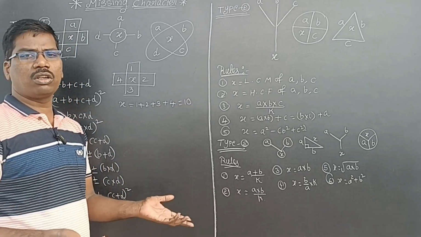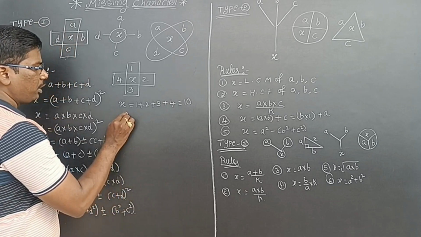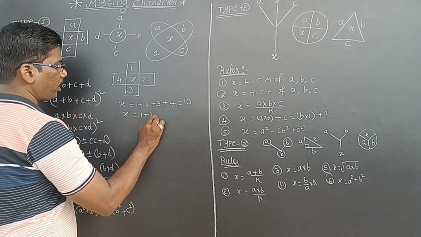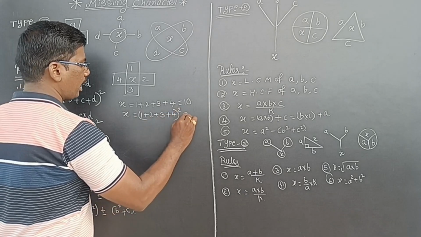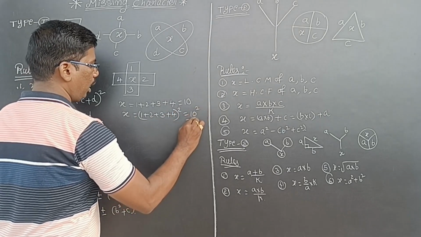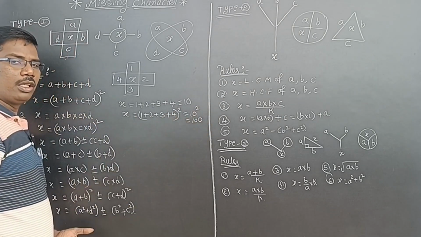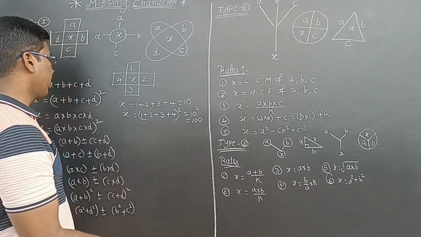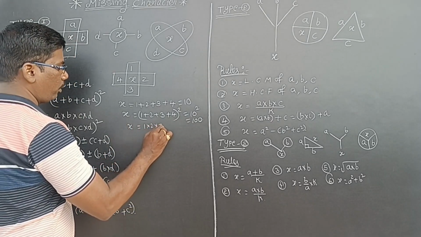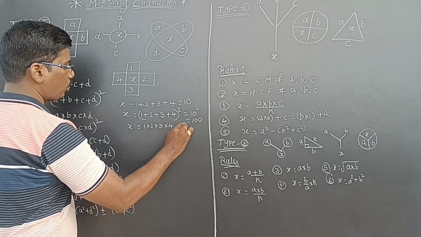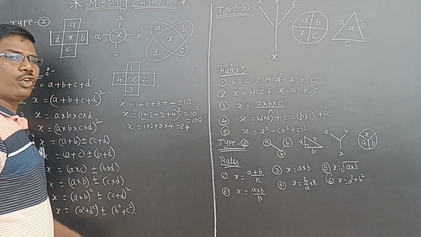If 10 is not there, how do we go for the next one? 1 plus 2 plus 3 plus 4 whole square, means 10 square, that is 100. So 100 will be there. If 100 is not there, go for the next method. Multiply all the numbers: 1 into 2 into 3 into 4, that is 24. So 24 will be there.